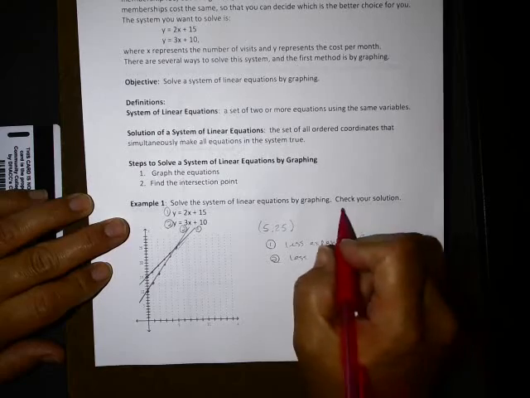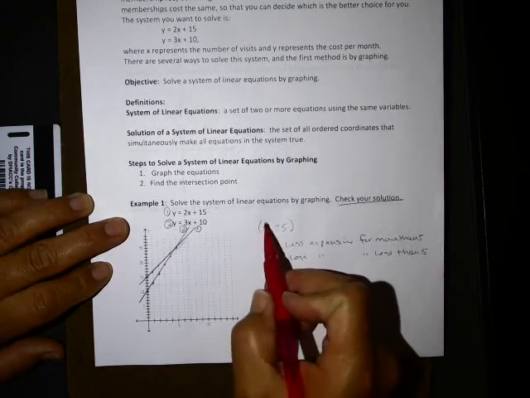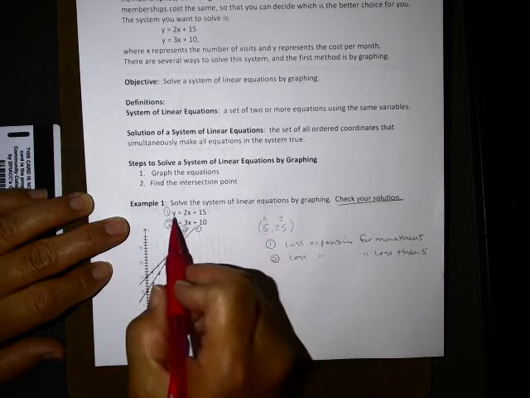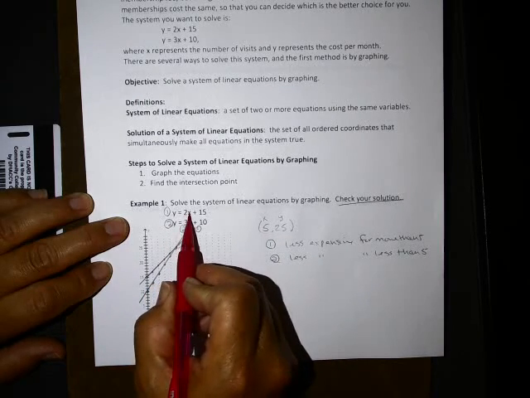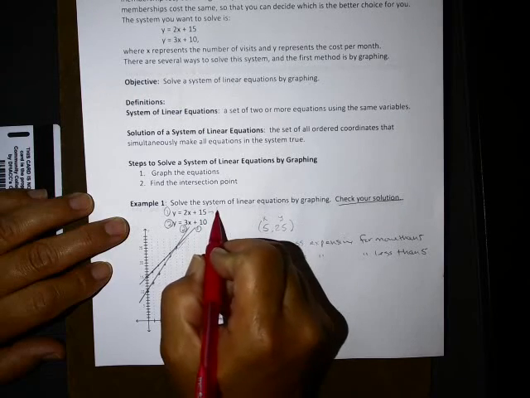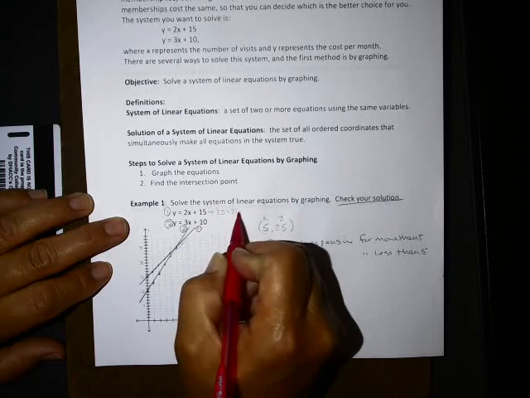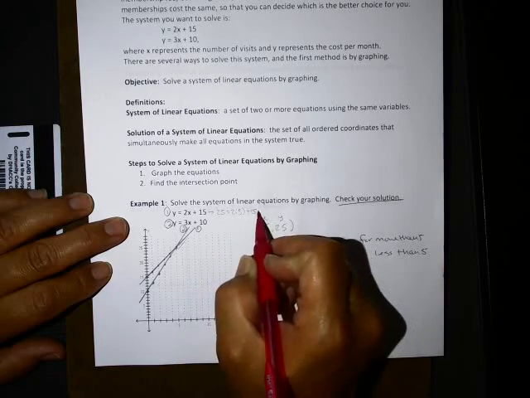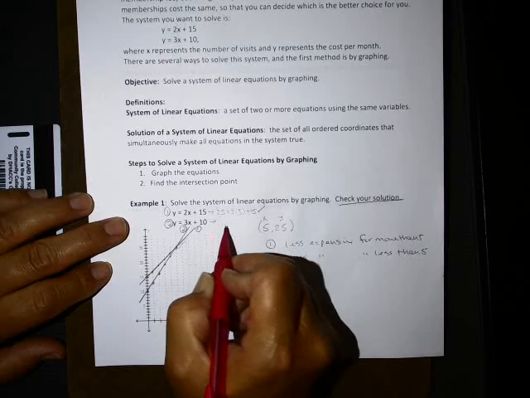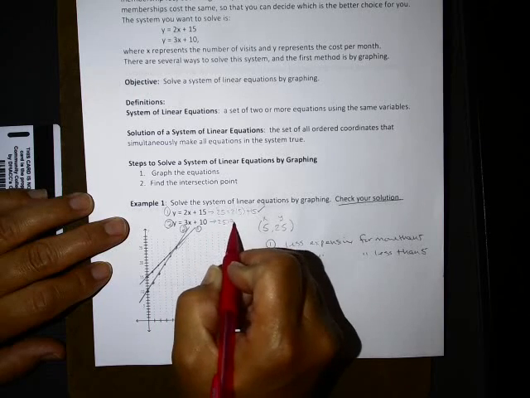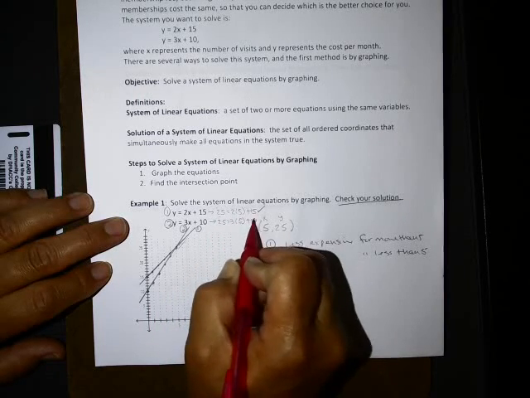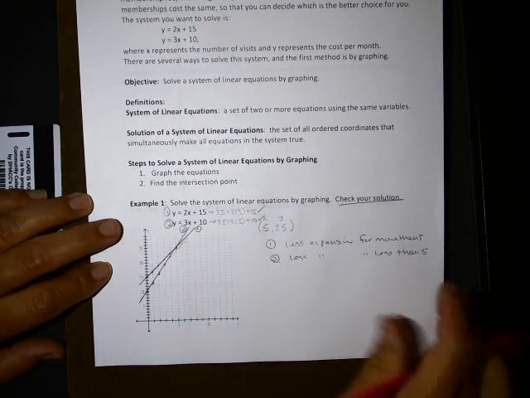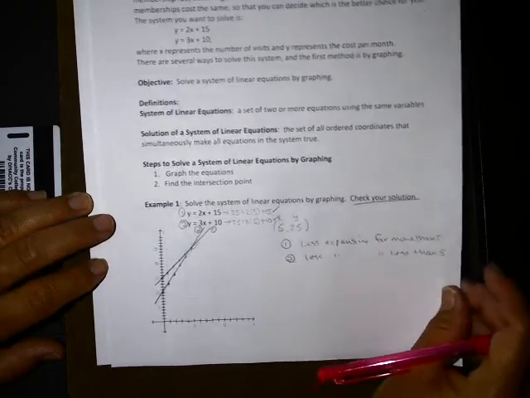Now, if we wanted to check our solution, we could plug this ordered pair back into the original equation to make sure that it's true. So if I put 25 in for y and 5 in for x in this first equation, is 25 equal to 2 times 5 plus 15? So is 25 equal to 10 plus 15? Yes. How about the second equation? Is 25 equal to 3 times 5 plus 10? So is 25 equal to 15 plus 10? Yes, it is. So we know we're right. Let's look at another example.